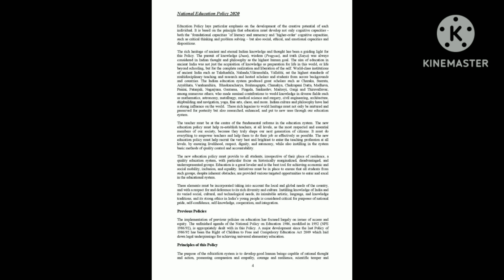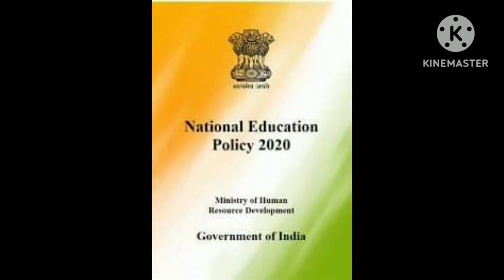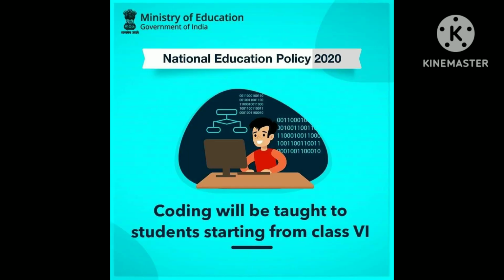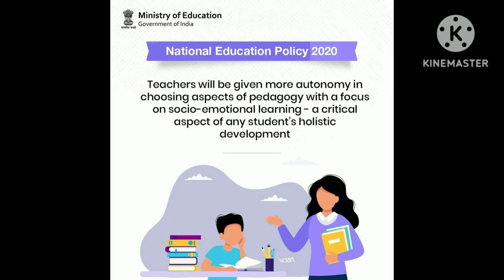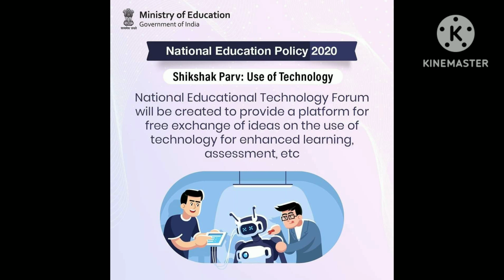The government has subdivided the schooling of the students into four parts. These four parts are the foundational, preparatory, middle and secondary stages. And the first stage is the foundational stage.